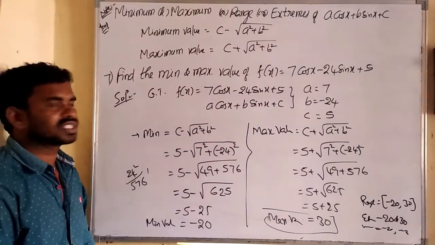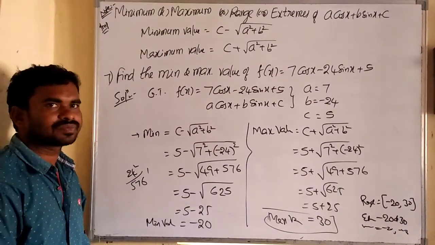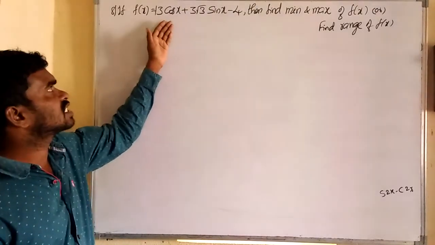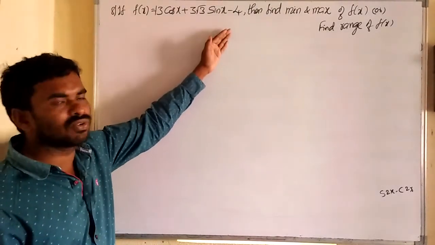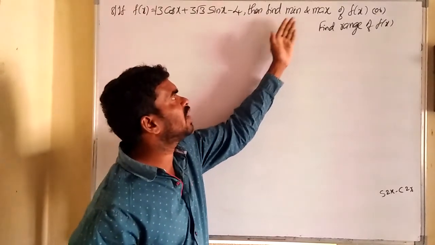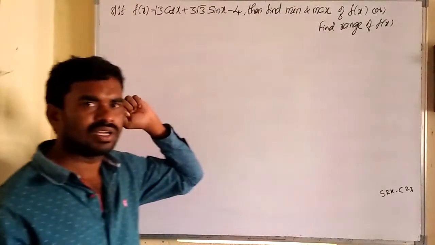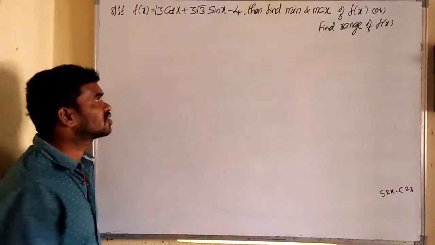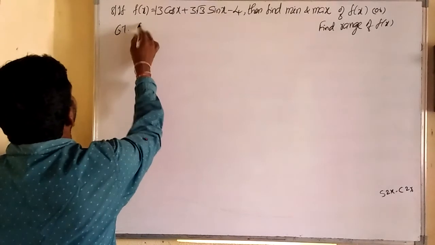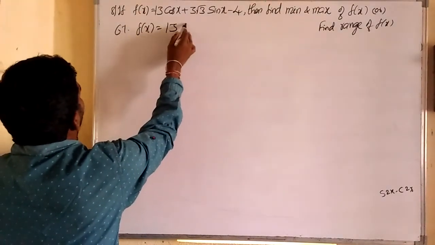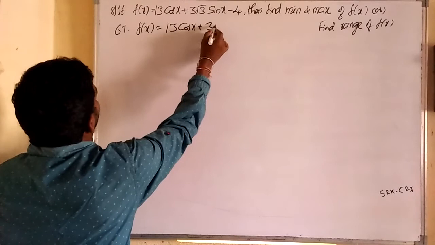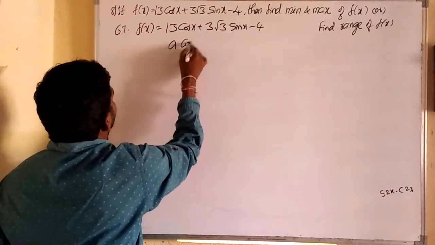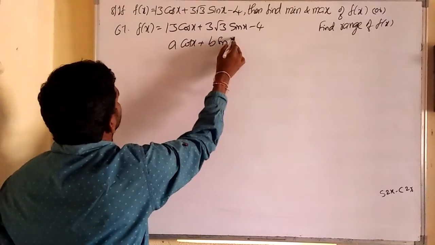These are the conclusions. Let us take one more question. Eighth question. If f of x is equal to 13 cos x plus 3 root 3 sin x minus 4, then find the minimum value and maximum value of f of x. Okay? Also a question may be asked like find the range of f of x, or find extremes also, no problem. So first, given that f of x is equal to 13 cos x plus 3 root 3 sin x minus 4. Compare with the general form a cos x plus b sin x plus c.